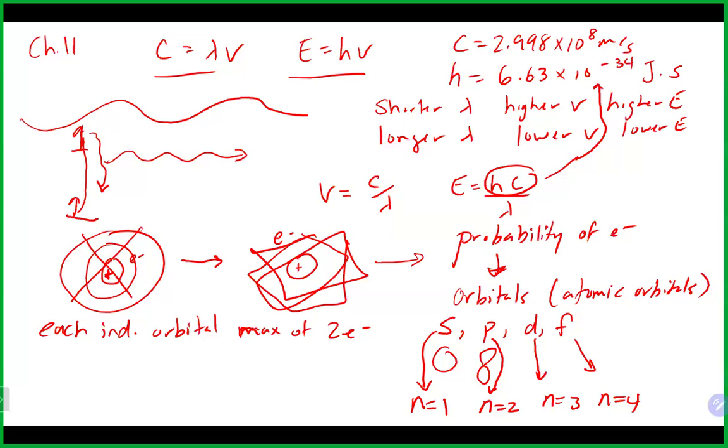Now, when we talk about s orbitals, there's basically just one type of s orbital, which means you could just put 2 electrons in there, if those arrows are the electrons. On the second, there's also an s orbital.